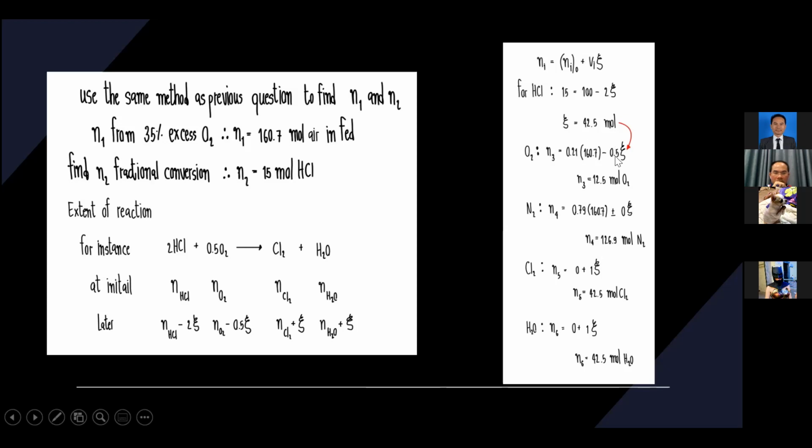For N3, we got it equal to 12.5 mole. And for N4, it's equal to 126.9 mole. And for N5, it's equal to 42.5 mole. And N6 is equal to 42.5 mole. As the molar quantities are the same as the previous method, the molar fractions would also be the same as the previous method. That's all, Ajahn.